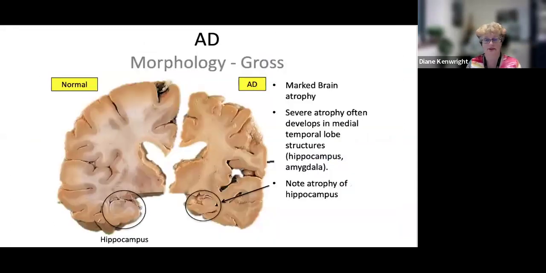And of course, Alzheimer's disease. This is very typical. Alzheimer's disease often begins in the hippocampus. It's the first thing to lose volume, and then it migrates through mainly the frontal, parietal and temporal lobes, giving rise to this marked brain atrophy.